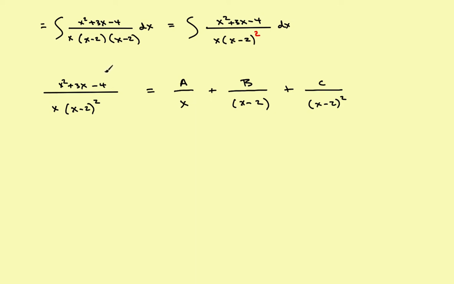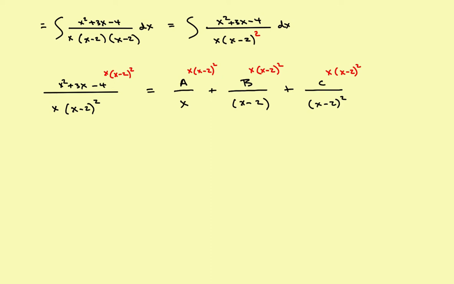So we'll multiply this one by x times x minus 2 squared. We'll multiply this one by x times x minus 2 squared. This one by x times x minus 2 squared. And finally, this one by the same thing. So x minus 2 squared. So again, as long as you multiply each term by the same thing, you really haven't changed things at all.